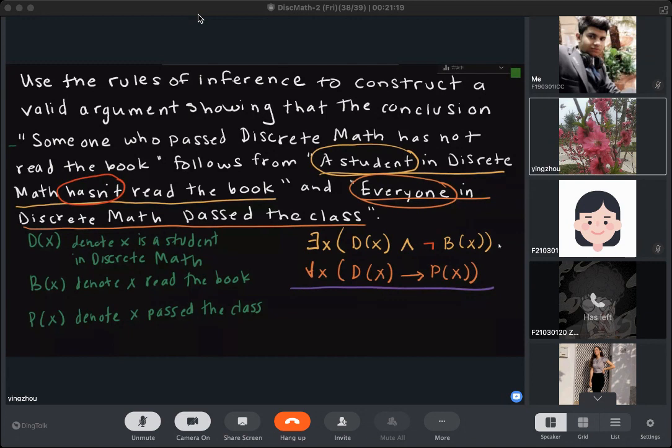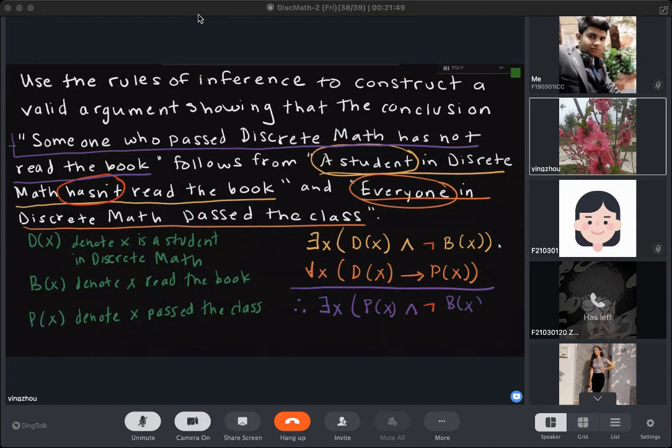And what I'm trying to get to is right here. Someone who passed discrete math has not read the book. So what is my conclusion going to be? I want to prove that there exists some student x such that they passed the class and they did not read the book.